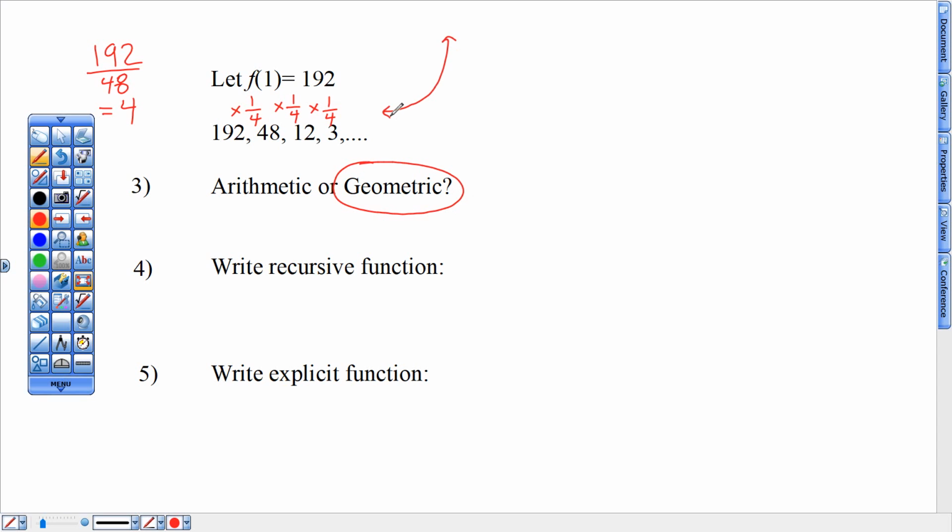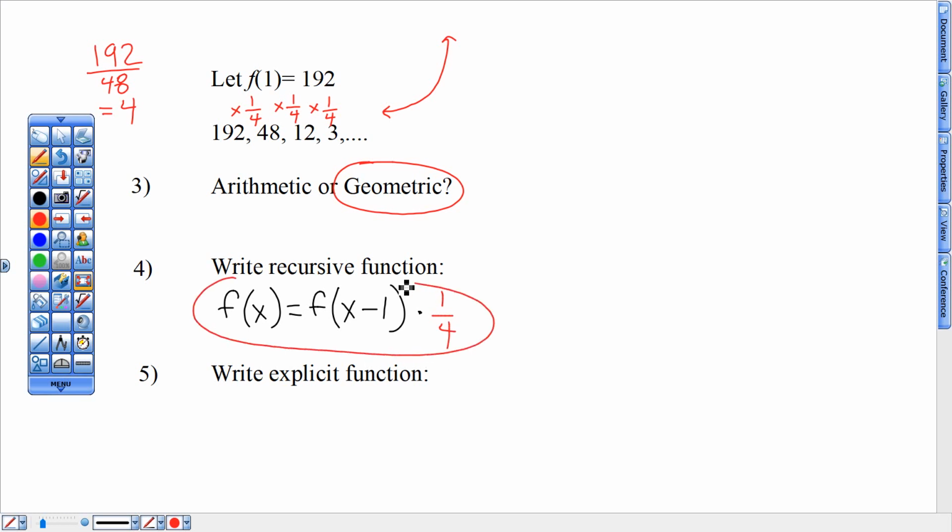If I'm going to write recursive, here's the equation for recursive. F of x equals f of x minus 1 times that 1/4 right there. Times, not division. Timesing 1/4, not division. All right, explicit.